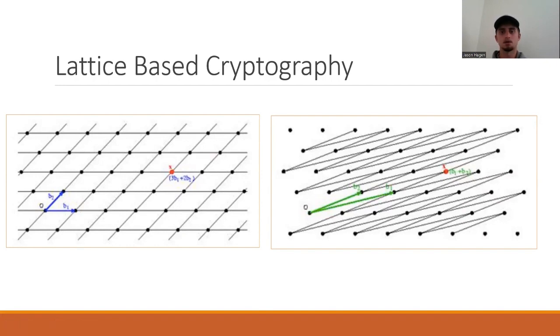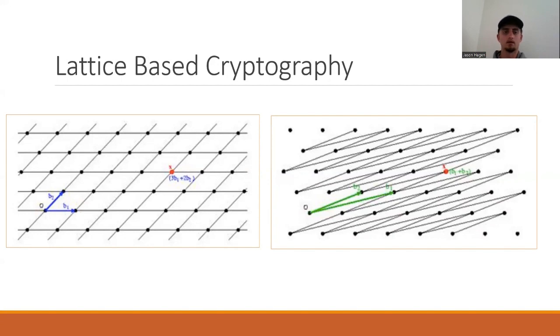So a lattice is basically just a repeating set of dots in some kind of plane. It could be multiple dimensions. So these are two examples of two-dimensional lattices. As you can see, they make these ever-going, forever sets of dotted planes.